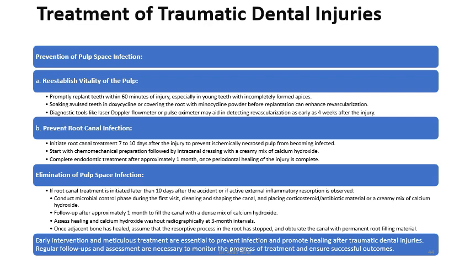Once adjacent bone has healed, assume that the resorptive process in the root has stopped, and obturate the canal with permanent filling material. Early intervention and meticulous treatment are essential to prevent infection and promote healing after traumatic dental injuries. Regular follow-ups and assessment are necessary to monitor the progress of treatment and ensure successful outcomes.